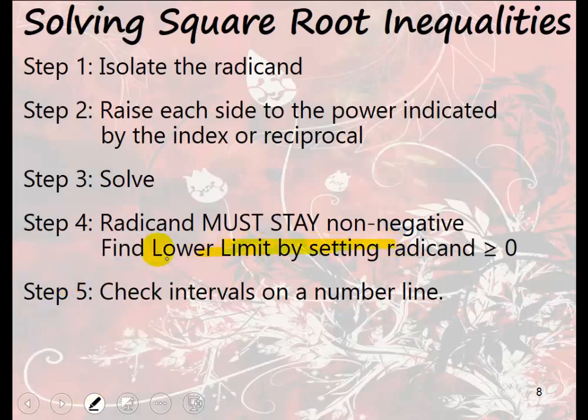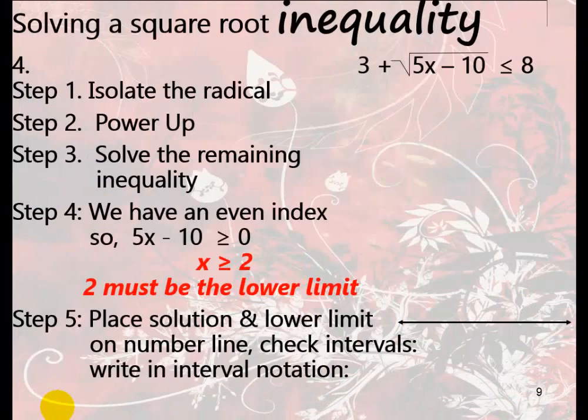It's very similar to finding that initial point. We need our radicand to be greater than or equal to 0 and figure out what that x value is. All right, so let's start here with 3 plus the square root of 5x minus 10 is less than 8. This lower limit is super important whenever you have a less than symbol, because that's most of the time when you have to protect yourself from your radicand going negative.